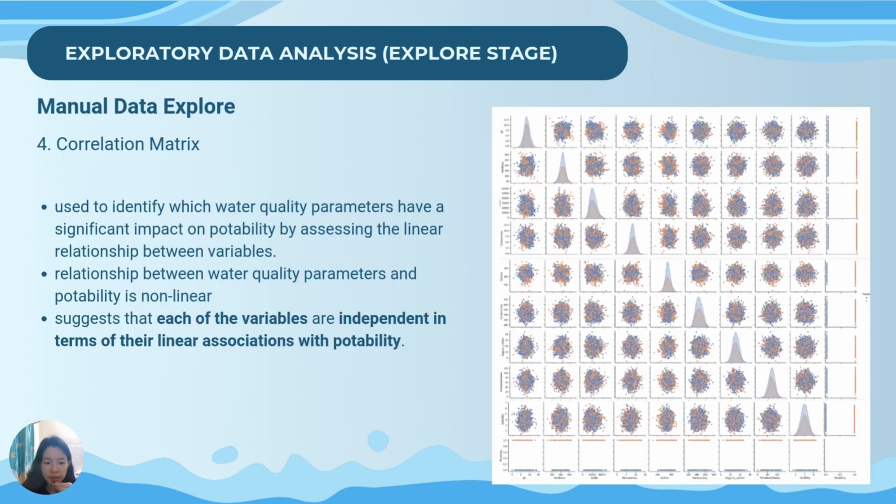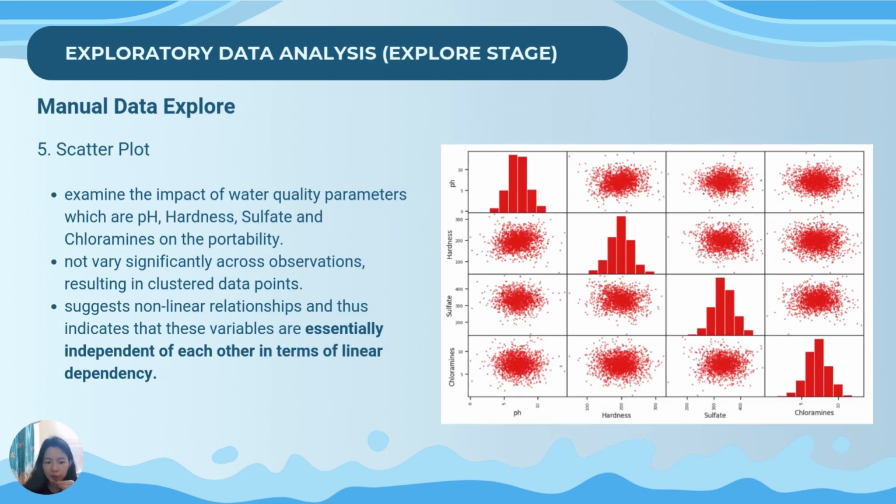Next, we also conduct a correlation matrix because we want to identify the impact of water quality parameters on the potability. Since the relationship between water quality parameters and potability is not linear, it suggests that each of the variables is independent in terms of its linear association with potability. Besides that, we also conduct scatter plots to identify the impact of pH, hardness, sulfates, and chloramines on the potability. The result is clustered data points, and this suggests a non-linear relationship and therefore indicates that these variables are independent of each other in terms of linear dependencies. So next, I will pass to Celine to present about the modify step.